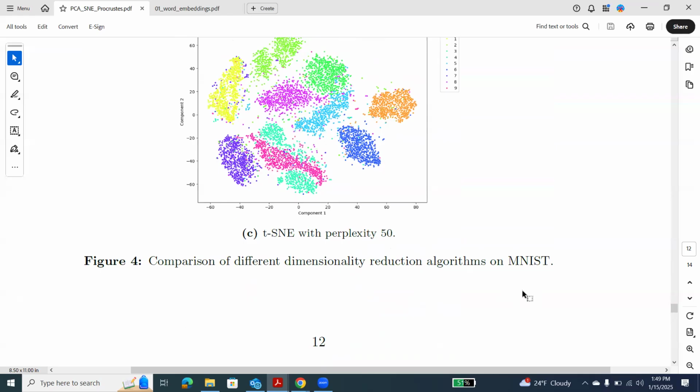Yes, that's it. Ideal perplexity: it's a hyperparameter, so you can just try different values. The question was which perplexity to choose. The recommended perplexity is between 5 and 50. But here, for example, 50 didn't work well.